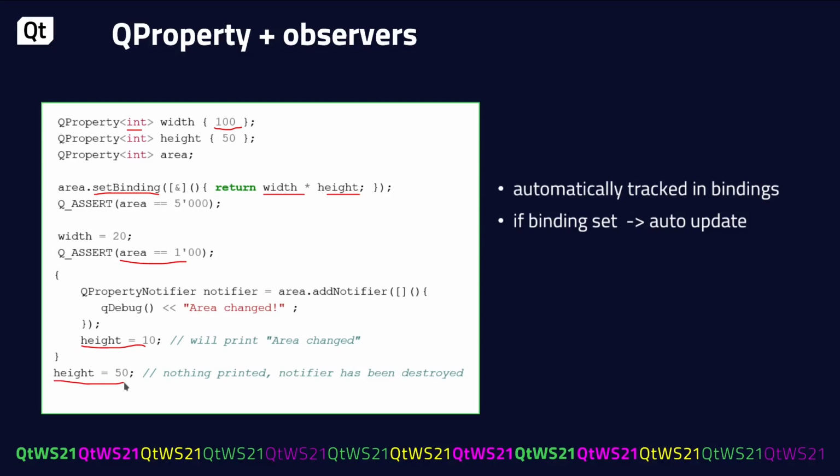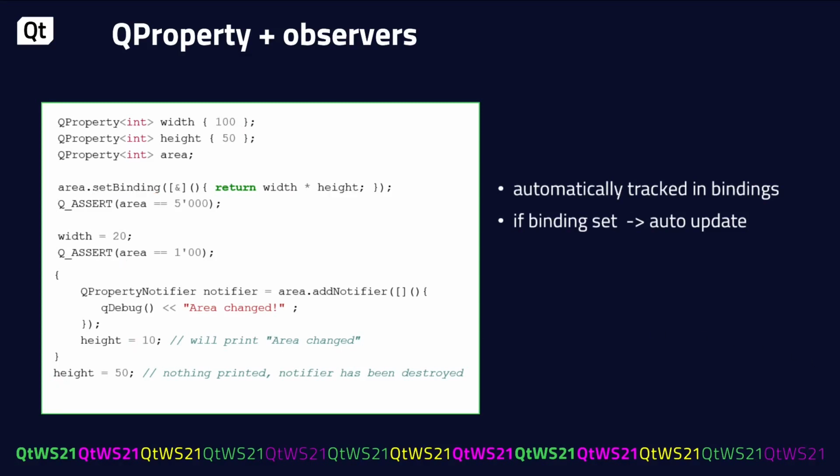And this is slightly similar to signals, but as you haven't seen here, there are no signals. In fact, there is no QObject or QGadget anywhere here. And this is intentional because QProperty doesn't actually depend on any part of Qt meta object system.